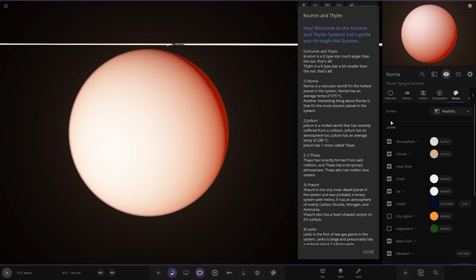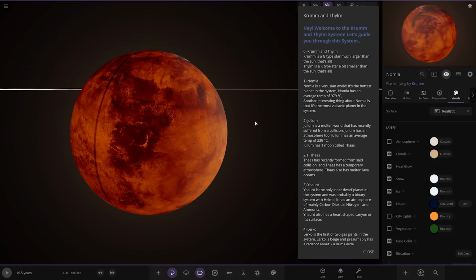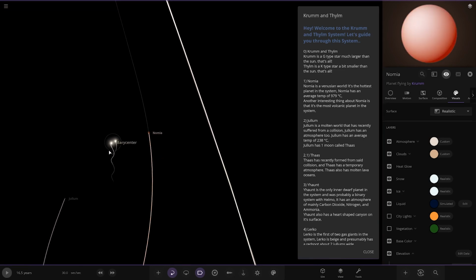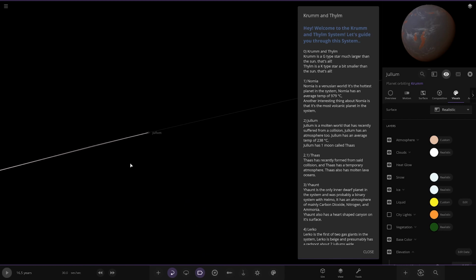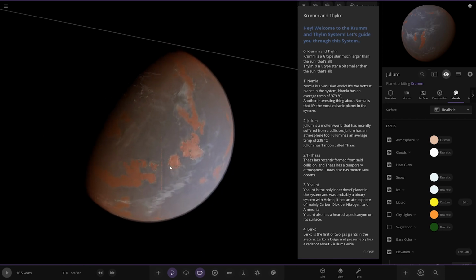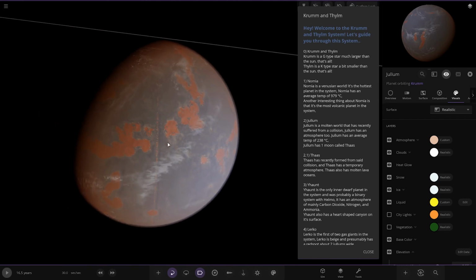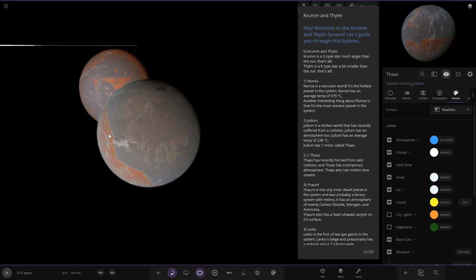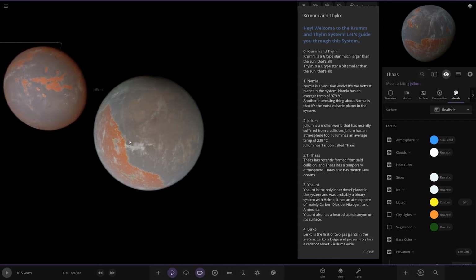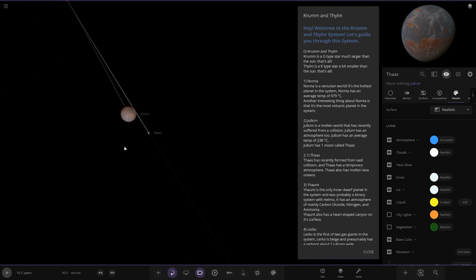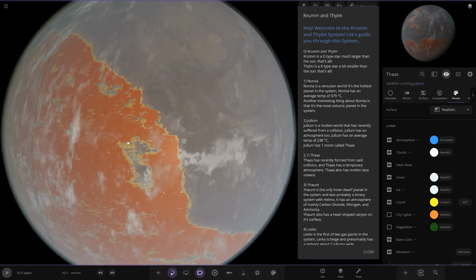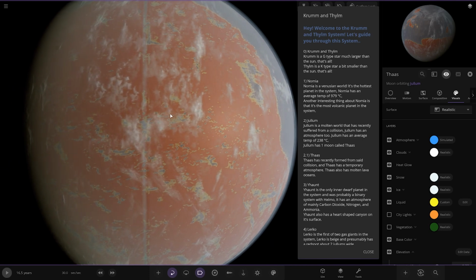Let's have a little look underneath. Oh, yes. Looking pretty brutal under there. Moving on to Julum. It's a molten world that has recently suffered from a collision. It has an average temperature of 238 degrees Celsius. It has one moon called Fass, which is here. Looks quite similar to its parent planet as well. It recently formed from said collision and has a temporary atmosphere. It also has molten lava oceans. That's all of this area here. That's pretty cool.